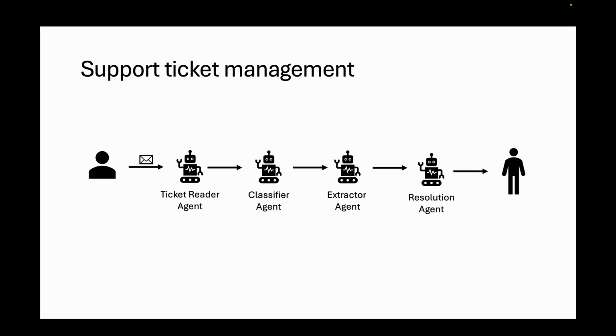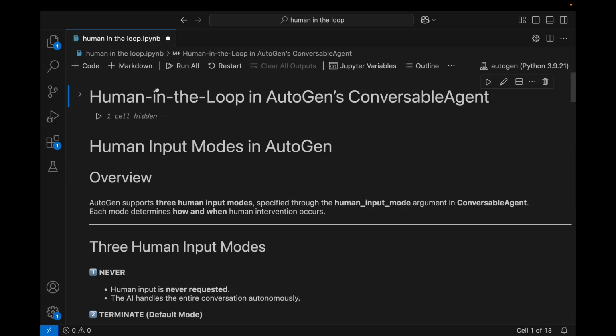Okay, I hope now you got a high level understanding of how this human in the loop helps to configure a better agentic AI solution. Now let me take you through the code of AutoGen to understand in a little more detail how we can configure this feature by using the AutoGen framework.